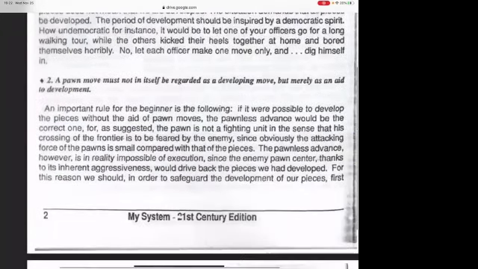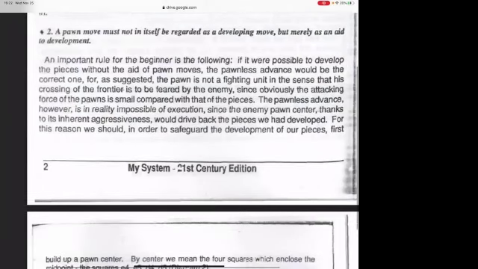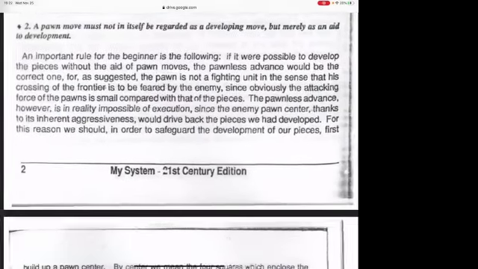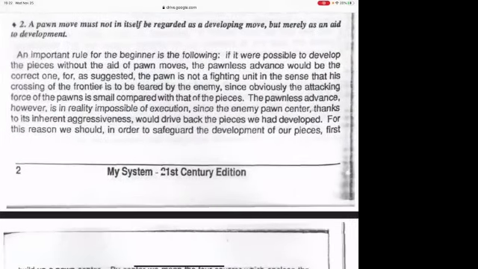Okay, so now let's simply read point number 2. I'm going to read it and then we will reread it again.